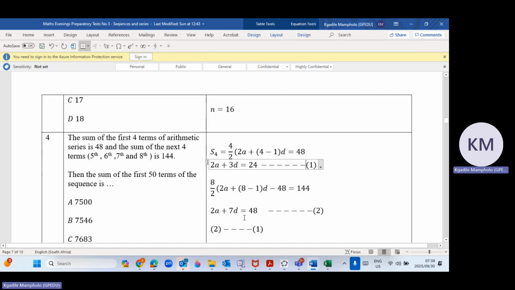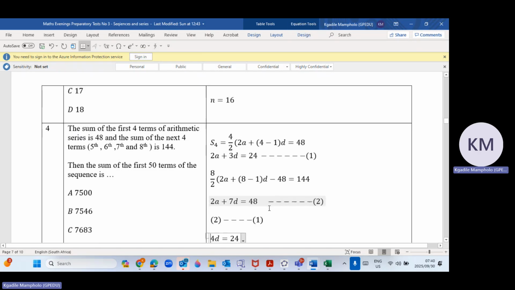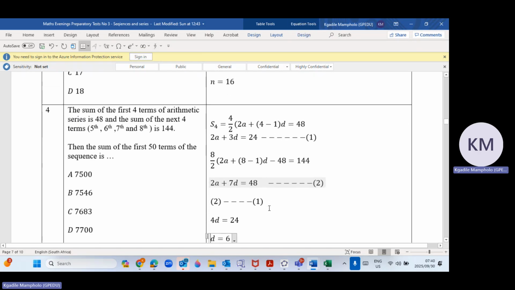When you simplify it, you get this. But remember, the reason why here is 8, it says the sum of the first 8 terms minus 48 equals 144. Now you say the second term minus the first term. We can say the second term minus the first term: 2a minus 2a is 0.